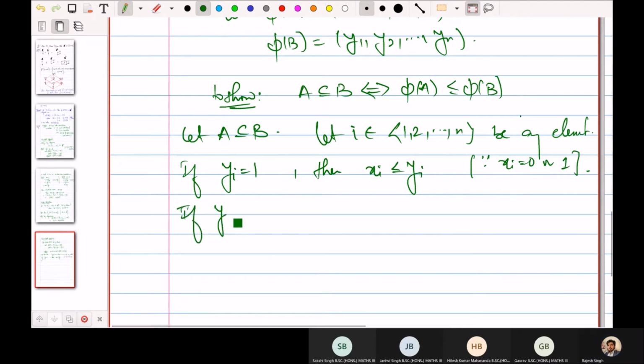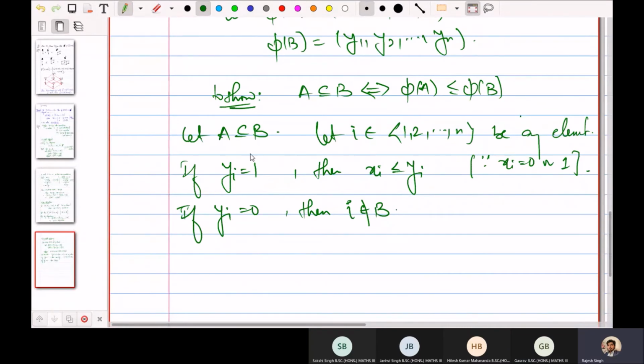If yi is equal to 0, so then what will happen if yi is equal to 0? तो i कहाँ पे होगा? If yi is 0 then where i is? i के बारे में हमें क्या पता है? i और B में क्या रिलेशन होगा? Sir, i does not belong to B. Yes, i does not belong to B.